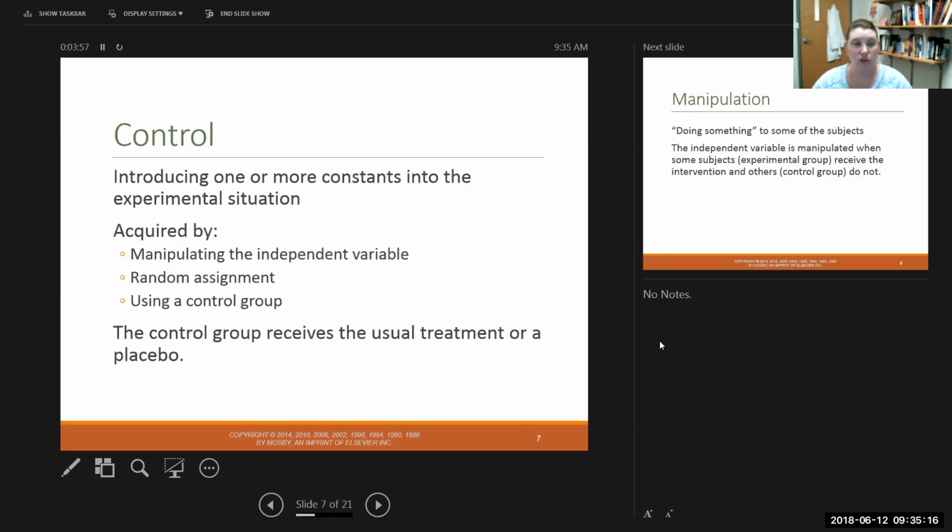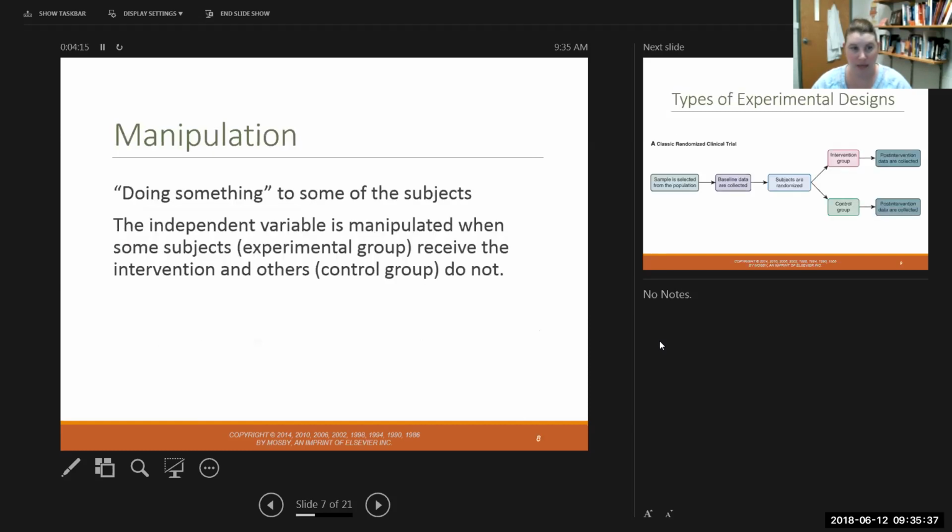Control means that you're introducing one or more constants into the experimental situation. You are doing this by manipulating your independent variable, random assignment, and use of a control group. Again, it's the control group that receives the usual treatment, or perhaps they are your placebo group. They are what you are measuring against. Manipulation is just simply the independent variable, that you're doing something to some of your subjects. The independent variable is manipulated when some of the subjects in your experimental group receive the intervention and others in the control group do not.